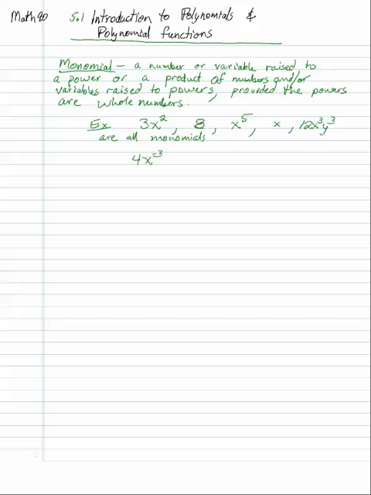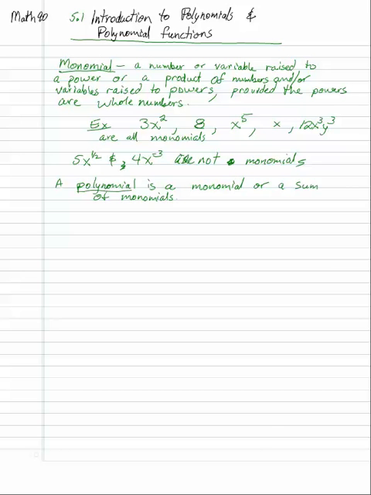4x to the negative 3 is not a monomial because negative 3 is not a whole number. Whole numbers are 0, 1, 2, 3, no negatives. How about 5x to the 1/2? See, that's not a monomial because 1/2 is not a whole number. Okay, so both of those are not monomials.